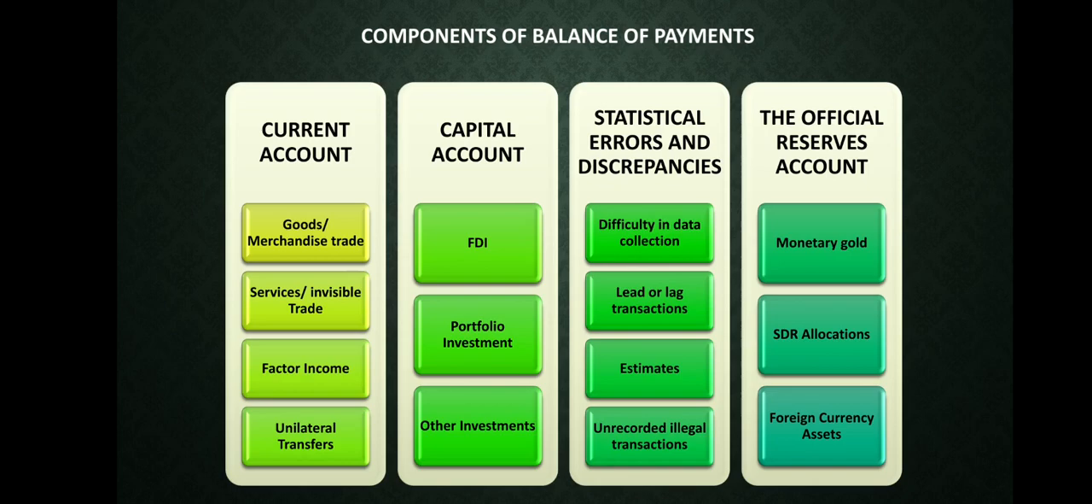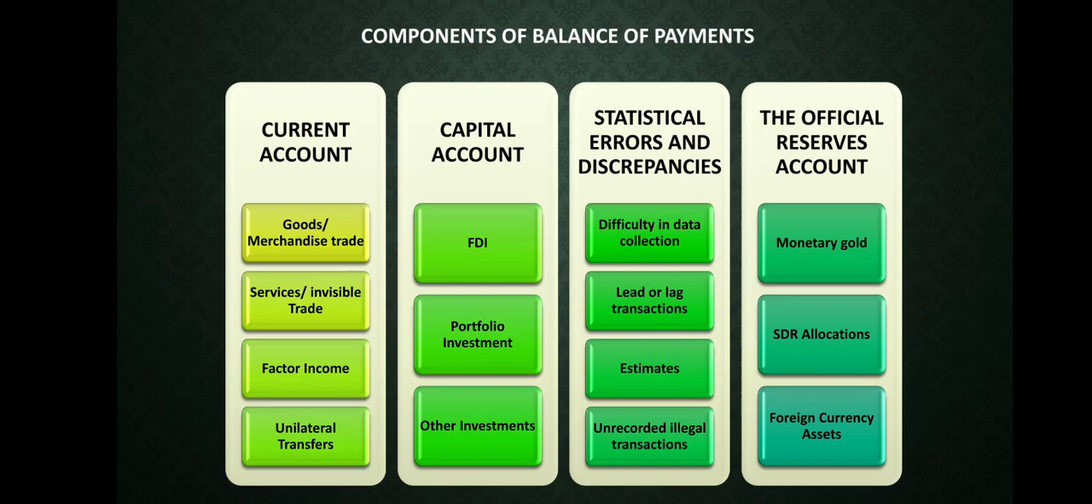Investment in or purchase of financial assets and real estate abroad is recorded as a debit item in the capital account since it involves an outflow of capital. Likewise, sale of financial assets and real estate to foreigners is recorded as a credit item in the capital account since it results in receipt of foreign exchange. The first subcategory of capital account is foreign direct investment.